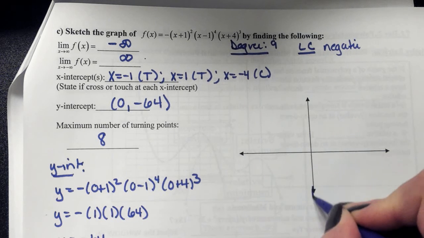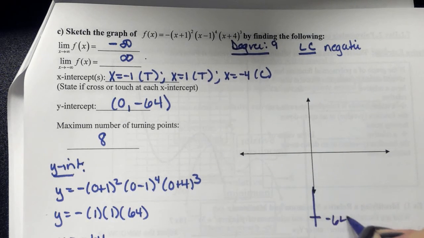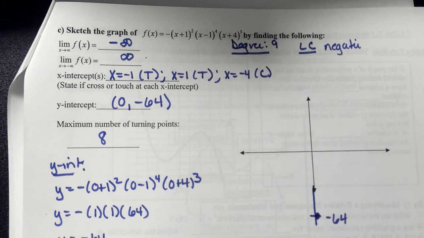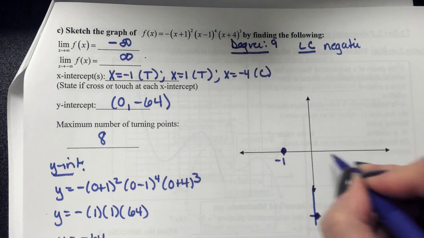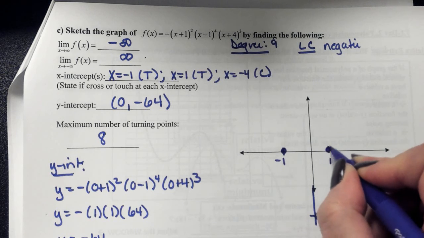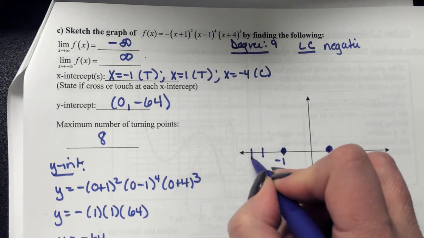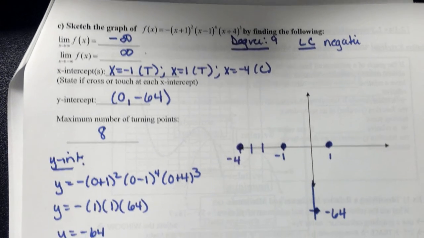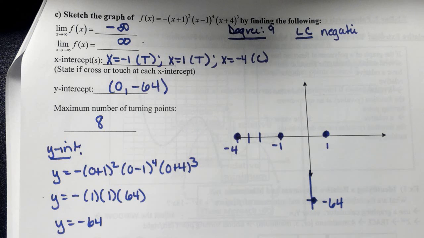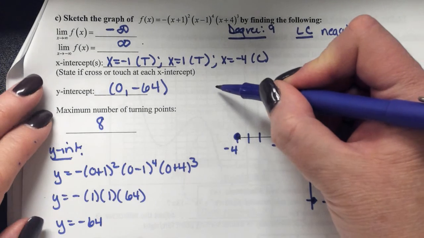So then I know this is going to be down here at -64. There's my y-intercept. X equals -1, I know it's going to touch. x equals 1 is also going to touch, and then x equals -4, it's going to cross. So if it's an odd degree polynomial and the leading coefficient is negative, remember the left side's going to go towards infinity, the right side will go down towards negative infinity. So I know it's going to behave like this.